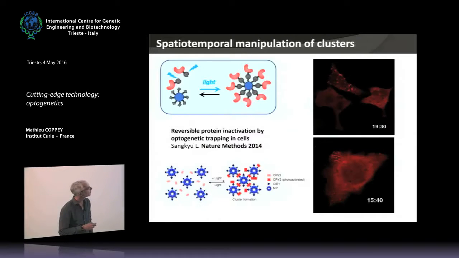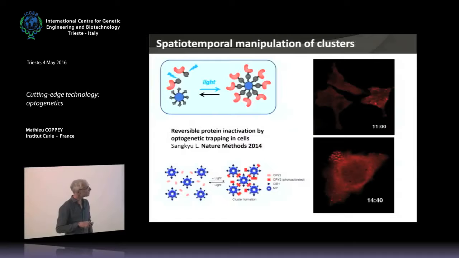And you see here, for example, three cells, and you can shine light on cells and select the cells you want, or it can even be subcellular. You see, you can form these clusters. And actually, all the tools I'm presenting here are reversible, which means that when you stop shining light, everything goes back to the original state.